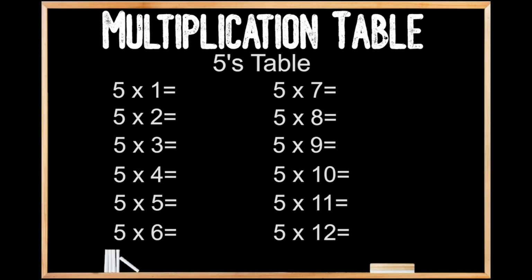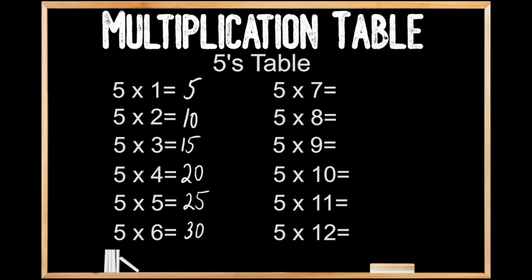Fives table. 5 times 1 is 5. 5 times 2 is 10. 5 times 3 is 15. 5 times 4 is 20. 5 times 5 is 25. 5 times 6 is 30.